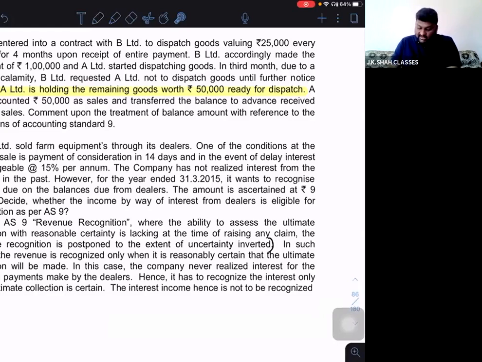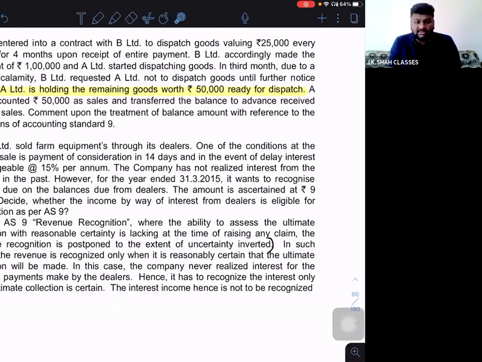Then they say in such cases, the revenue is recognized only when it is reasonably certain that the ultimate collection will be made. In this case, the company never realized interest for the delayed payments made by the dealers. So they never collected. Hence, it has to recognize the interest only if the ultimate collection is certain. The interest income, hence, is not to be recognized. So we have given a dual answer. First, it should not be recognized. And one more answer we give, it can be recognized only if the ultimate collection is certain. Right?